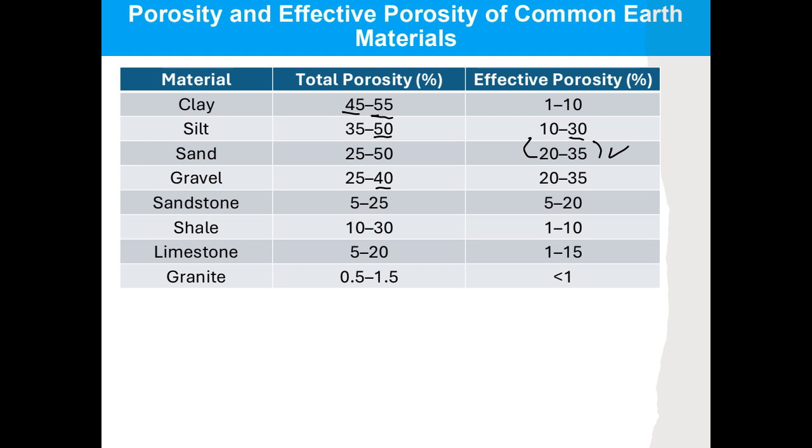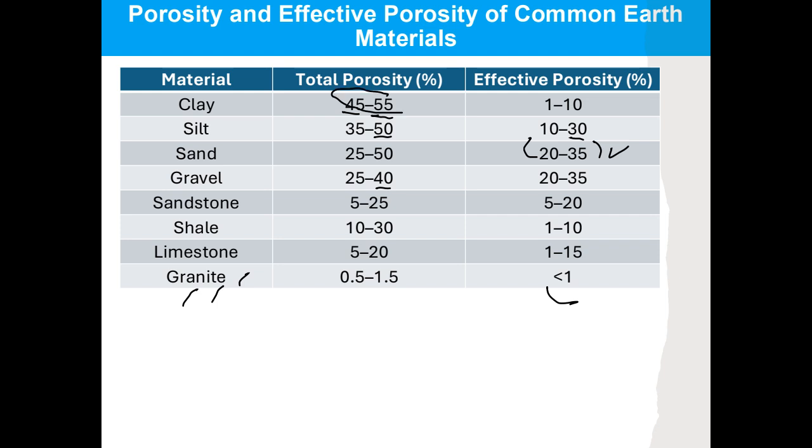Shale, as you see here, has very little effective porosity. Limestone has 15 and granite has less than 1. Less than 1 if granite is not fractured. But if the granite is fractured, it has cracks, this will increase, of course. We're going to see this paradox. Why, although the clay has high porosity, the effective porosity is only 1 to 10. We're going to talk about that later.